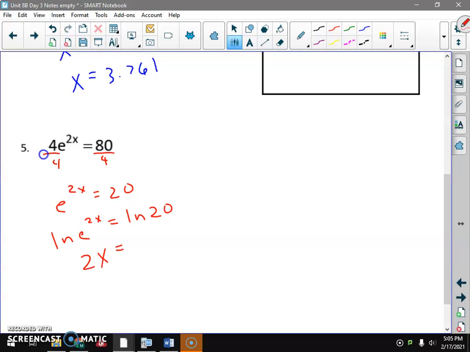ln of e is 1, so it just turns into 2x. And again, a calculator inactive. Now be careful here. It's ln of 20 all divided by 2, not ln of 10. ln of 20 divided by 2. And what I got for an answer is x equals 1.498. Isolating the exponential, solving for e.